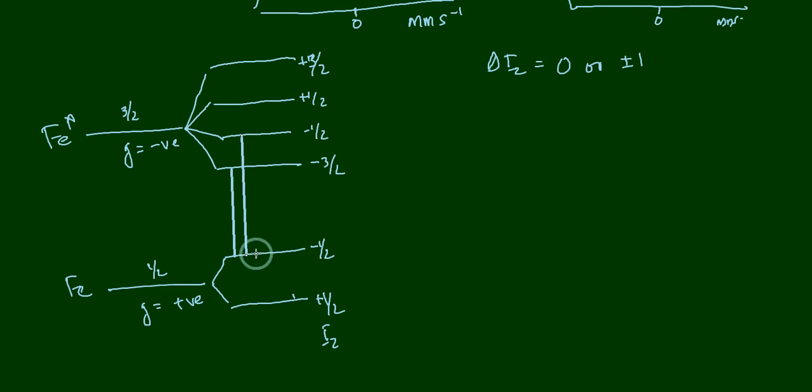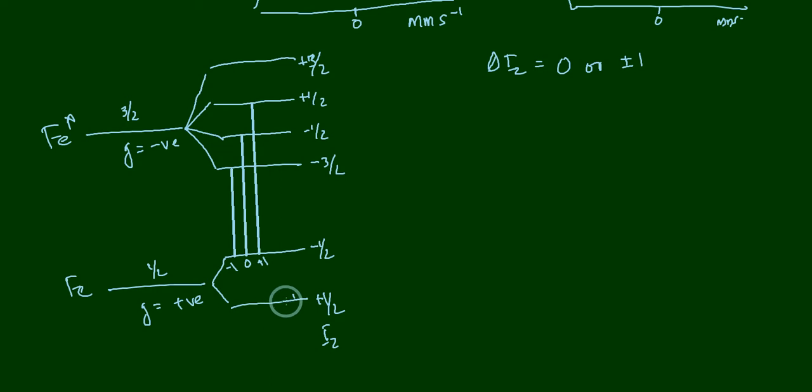And the next transition is from I is equal to minus half to I is equal to plus half. This is the next possible transition. So this corresponds to minus half to plus half, so that is delta I is equal to plus 1. So we considered 3 transitions. First one, minus half to minus 3 by 2, corresponds to minus 1, this corresponds to 0 and this corresponds to plus 1.